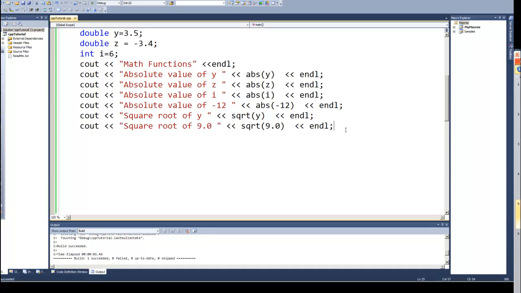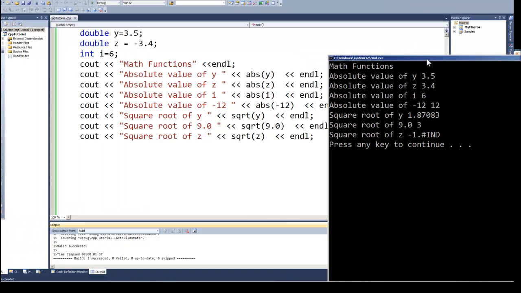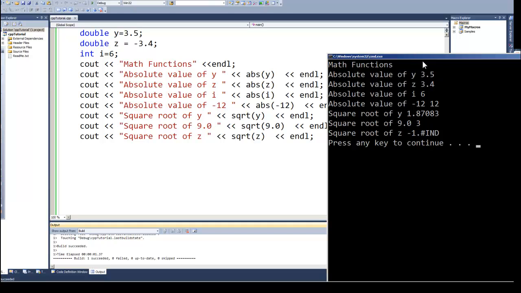Now, square roots can only be done on positive numbers. So I'm going to show you what will happen if you try to do the square root of a negative number. If I do the square root of, say, negative 9, and I could have done, actually, let's do the square root of z, because z up here is a negative 3.4. And when I run it, now it ran. It didn't give me any error compiling. There's no syntax error. The sentence structure of the syntax is correct. When it compiled it, it didn't know what the value of z would be at that time. Yes, we've set it, but maybe z was calculated or entered by a user. And now when we try to do the square root of a negative number, we get an error.